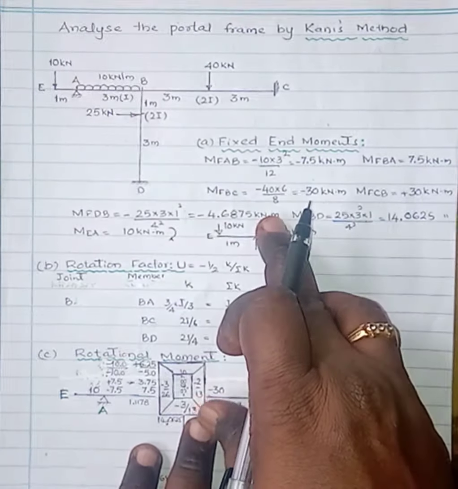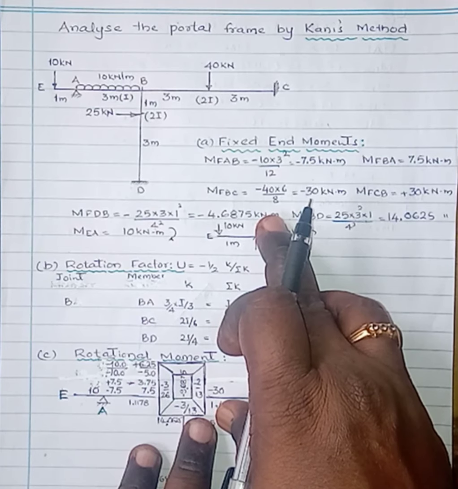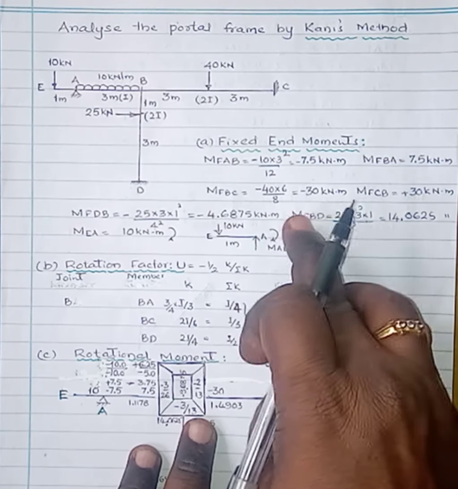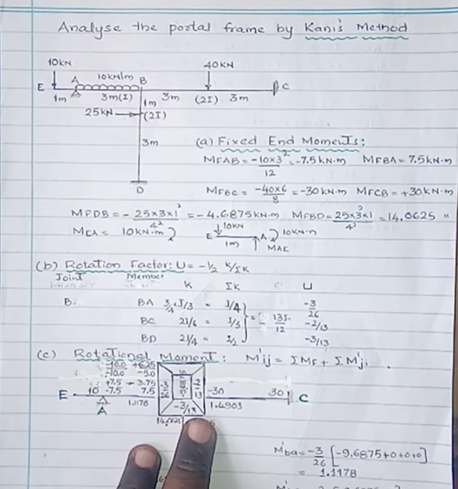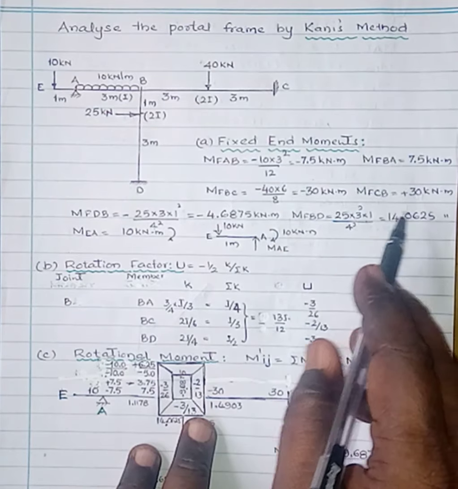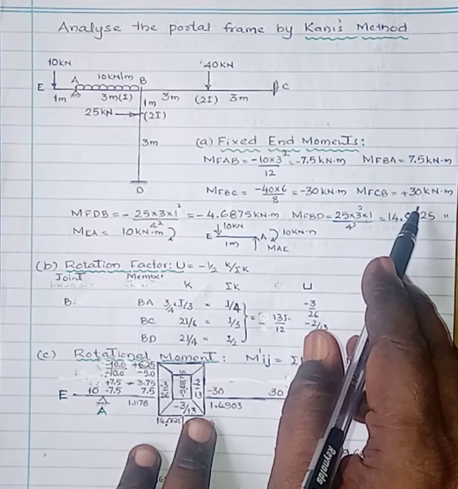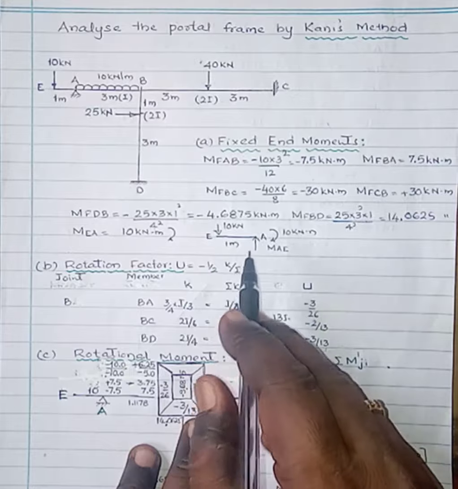MFBC, this one is subjected to 40 kilonewton load at the center, that is minus WL by 8, that is minus 30 kilonewton meter. Similarly, from the other end, MFCB is plus WL by 8, that is 30 kilonewton meter.